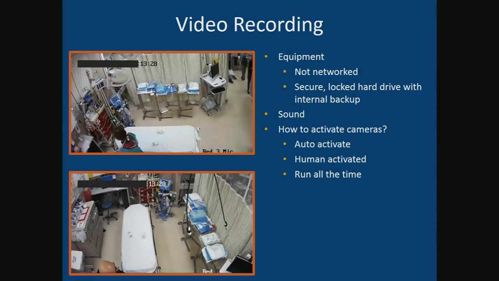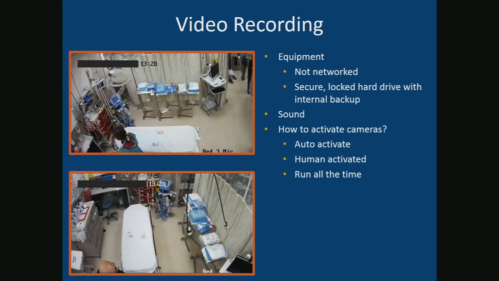The next big piece was about activating the camera. So I listed up there 3 options that were presented to us. It could be motion sensitive. They could be human activated. So some places use this where when the trauma comes in, somebody hits a button or something and the cameras turn on, or they could run all the time. We decided against the human activation piece because A, we didn't want to risk losing video because somebody forgot, because it's not a standard part of what we do. And B, we didn't want people to be aware of the cameras. So after looking at the videos, we promised people were not aware. They clearly forgot that they were being recorded, me included.